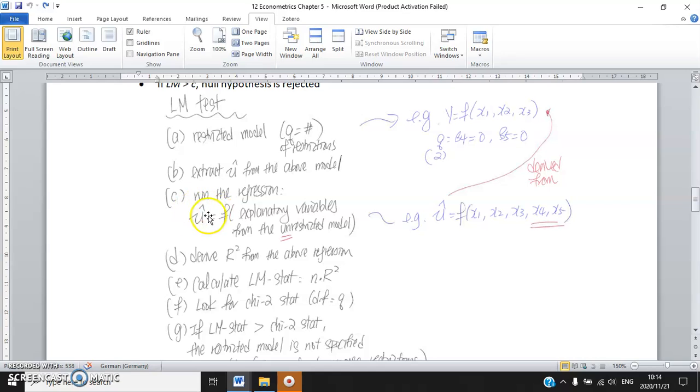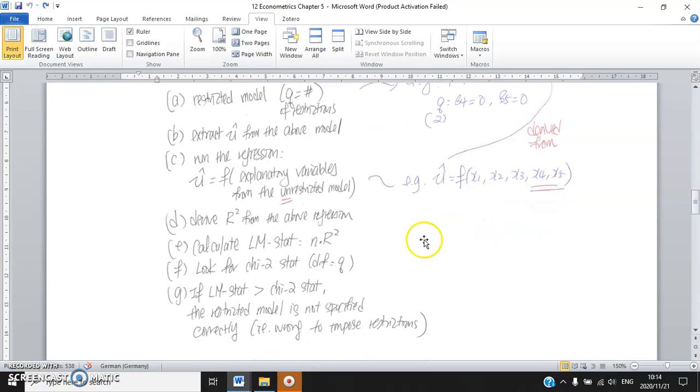I have to provide you information on this regression. The residuals derived from the restricted model are a function of the explanatory variables from the unrestricted model. So in other words, this time x4 and x5 feature. Then I derive R squared. I have to give it to you, the R squared from this unrestricted regression. And then I calculate the LM statistic, which is n times R squared. N is the sample size. R squared is the R squared from this regression.